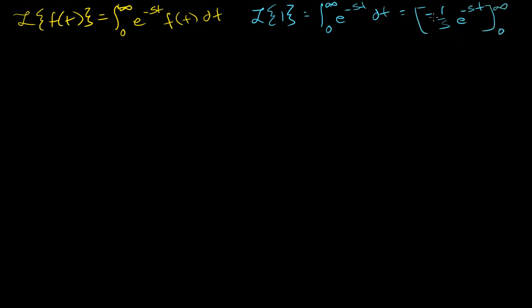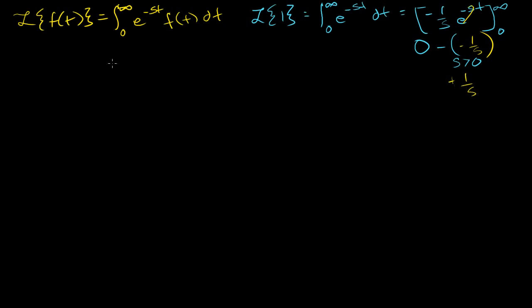When you take the limit as this term approaches infinity, this becomes e to the minus infinity if we assume s is greater than 0. So if we assume s is greater than 0, this whole term goes to 0. So you end up with 0 minus this thing evaluated at 0. When you evaluate t is equal to 0, this term right here becomes 1, right? e to the 0 becomes 1. So it's minus 1 over s, which is the same thing as plus 1 over s. So the Laplace transform of 1, of just the constant function 1, is 1 over s.